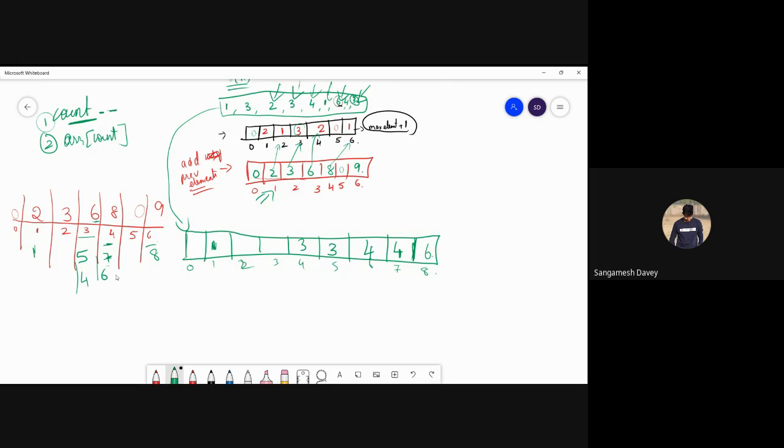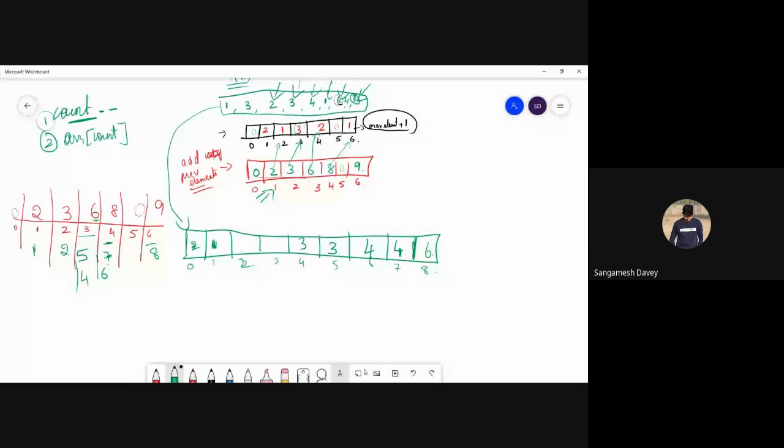Where do I place 2? 0th position. Very good. No, one second. This is the first time 2 is coming, right? No, guys, we'll place 2 in the 2nd position, right? Why 2 in the 0 position? The count of 2 is 3. Okay, minus minus, 2nd position.